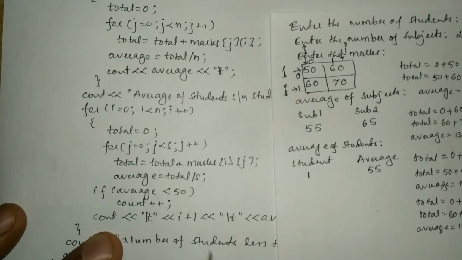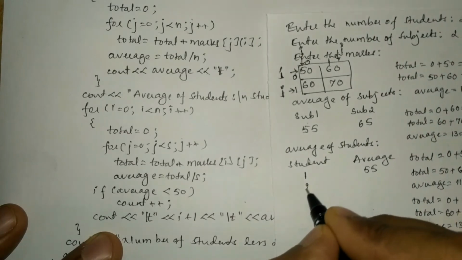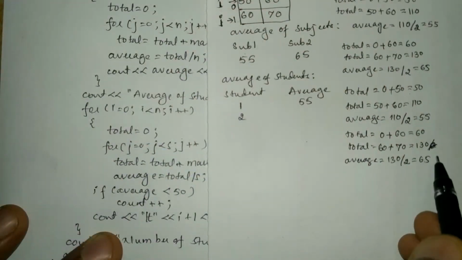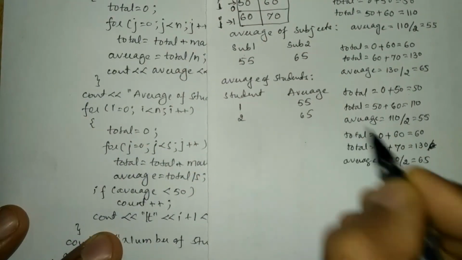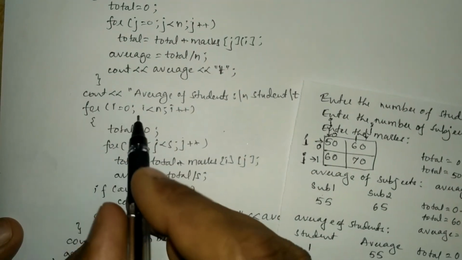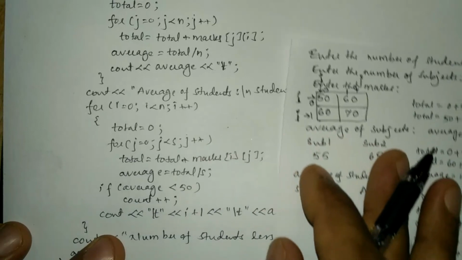Yes. Next, what is i value now? i value is 1 plus 1, it is 2, correct? So here 2 will be printed. Next, backward slash t gives us tab space, and average. So what is the average now? 65. So here I'm going to write 65. Yes. So once again, control transfers to the outer for loop by incrementing the value of i by 1.